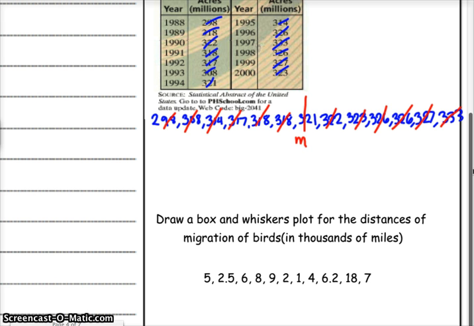This is my main median. So 321 is my main median. Now that split my data in half, I'm going to find my lower median, which is my lower quartile. Okay, so I'm in between 314 and 317. That's when you add them up and divide by 2. You find that middle point, which would be 315.5. So 315.5 is my lower quartile.